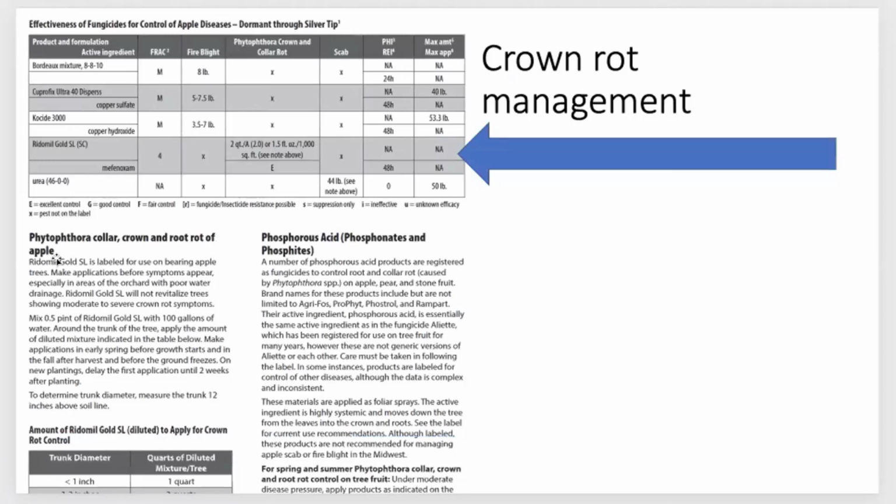So as far as crown rot management, if it's a bearing apple, you cannot use Ridomil Gold unless you want to have a 1-year PHI, or I think it's a 364-day PHI. You can use Rampart. There might be other phosphoric acid derivatives besides Rampart, but Rampart was the only one that I found that was still labeled for use on bearing apples.